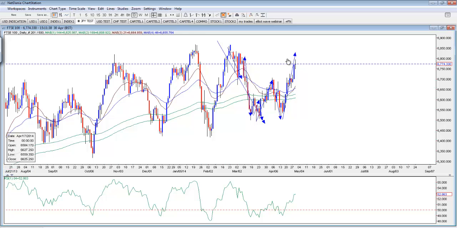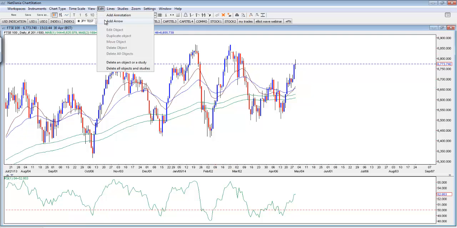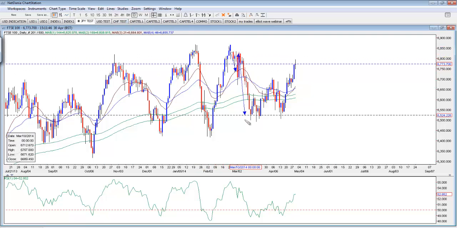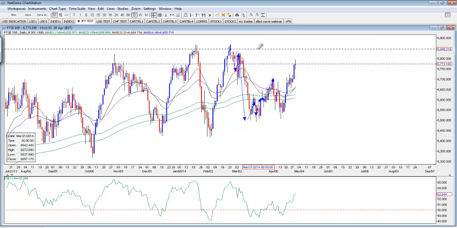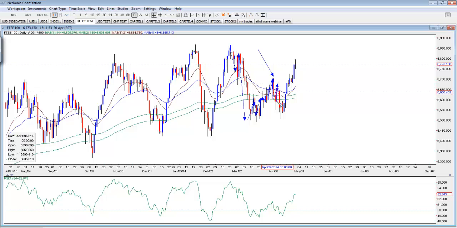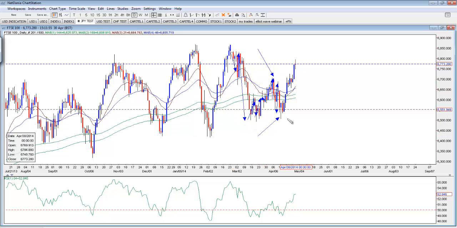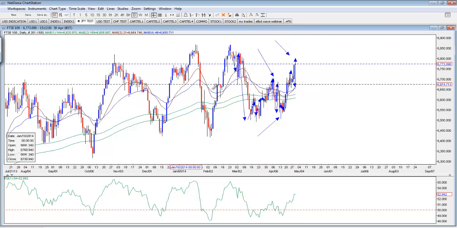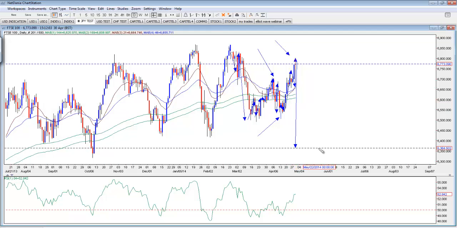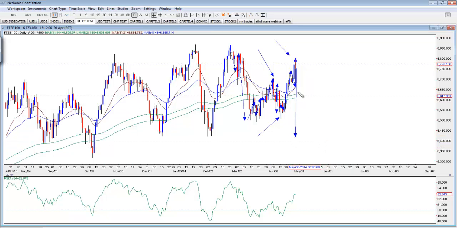Now, even if I'm dropping down and counting the inner structure of the waves, again, we've got a 1, a 2, a 3, a 4, and a 5. And we've got an A, B, C of A. We've got an A, B, C of B. And since then, we've received a 1, a 2, a 3, a 4, and a 5. That is the completion of C, meaning that the expectation from the FTSE is to collapse down. No question about it in terms of the Elite Wave analysis.